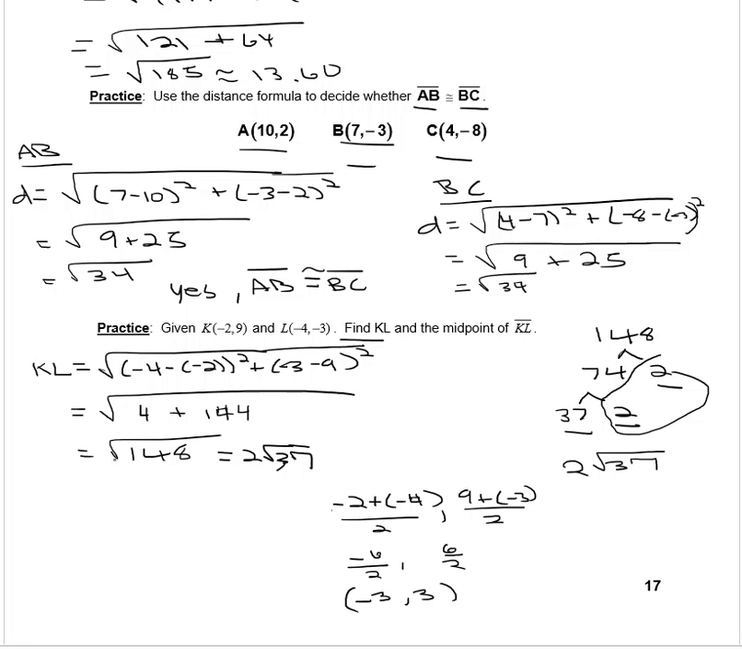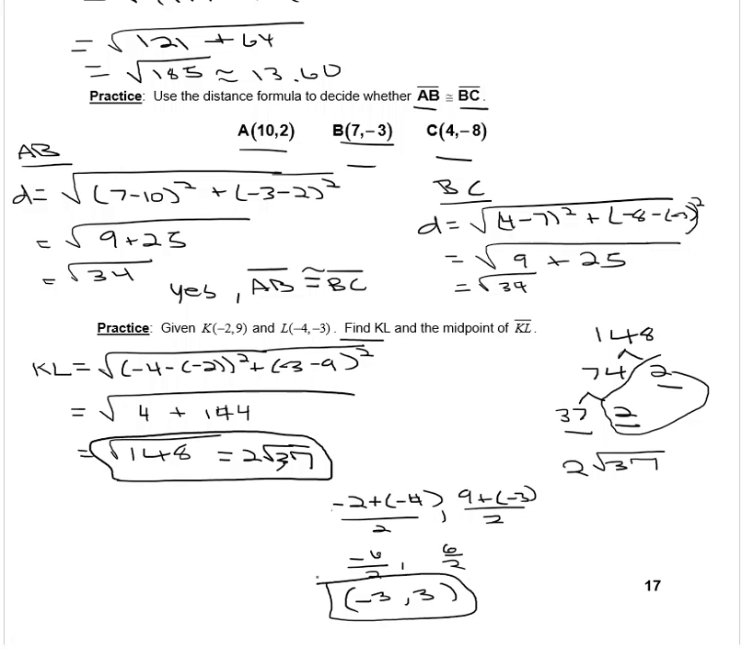So this is your distance right here, and this is your midpoint over there. And that's it for Unit 1. So that was the midpoint and the distance formula, and that concludes Unit 1.